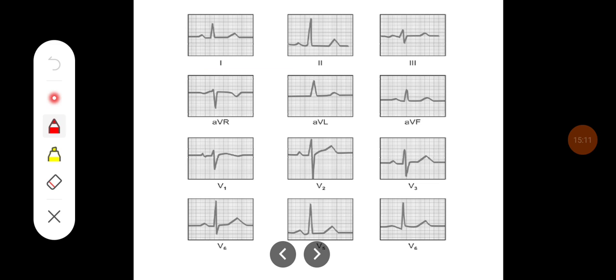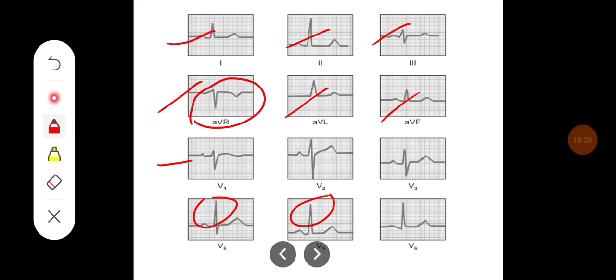So this diagram is showing all the limb leads. You can see lead 1, lead 2 and lead 3, and the augmented limb leads AVR, AVL, AVF. Okay, in AVR you can see all the waves are negative. And in the chest leads, as you go from the right to the left, the QRS complex is always going to be positive.